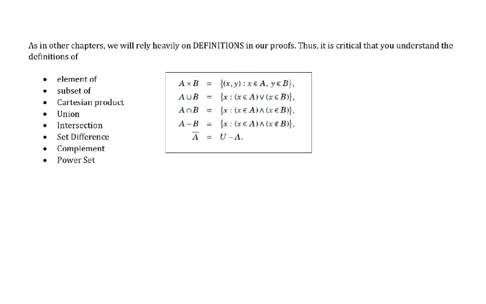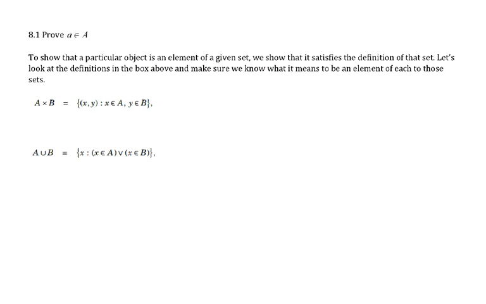And just like before, these proofs are going to rely pretty heavily on definitions. So we better make sure that we understand these definitions. Understand the definition of element of, subset of, what is a Cartesian product, union, intersection, set difference, complement, and the power set. So all of those things are important. And here's a bunch of them, and we will go through these just to make sure we remember what they mean.